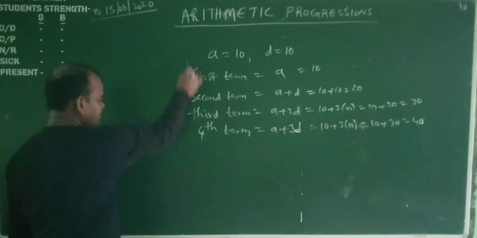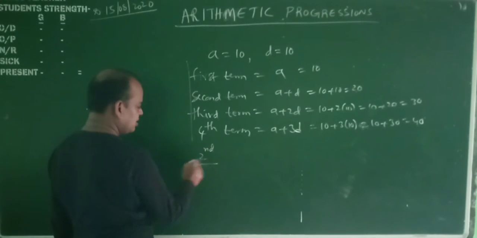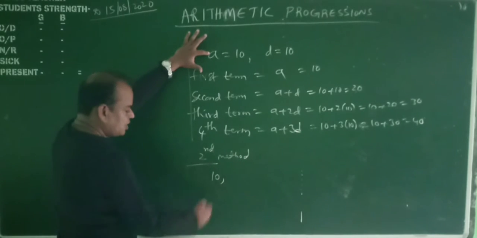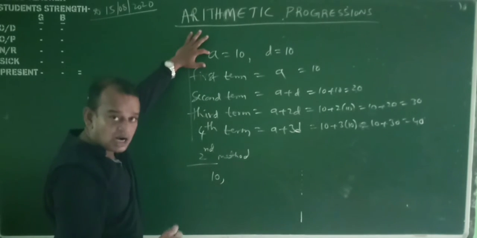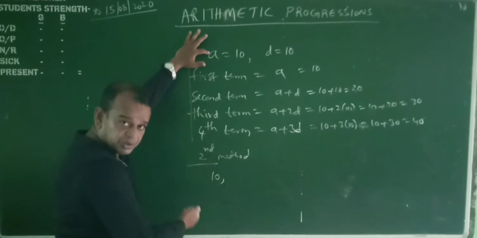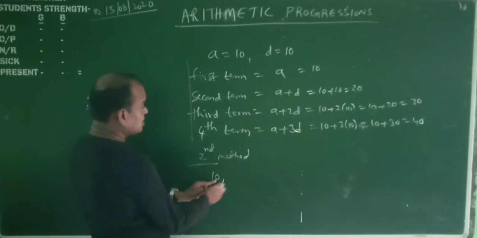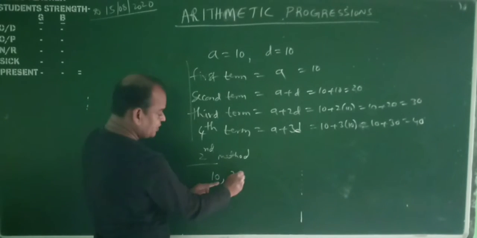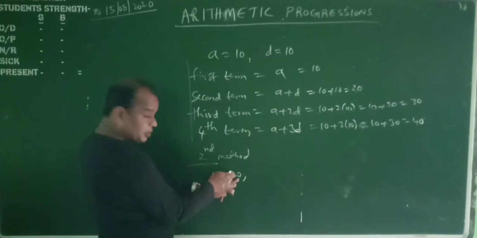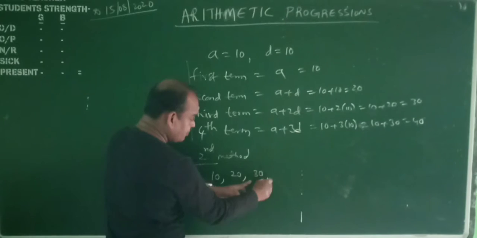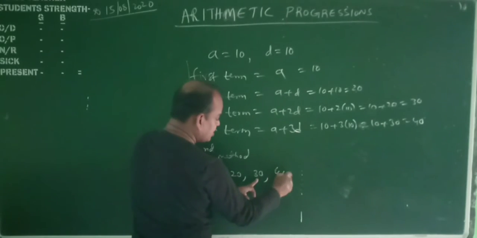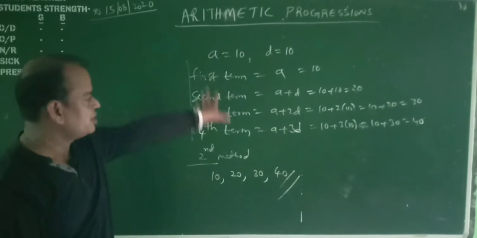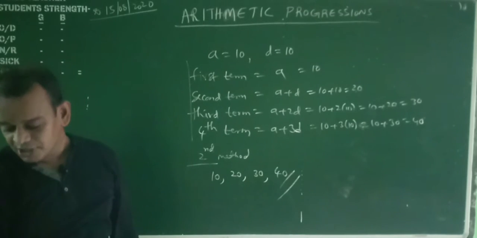This is one method. The second method I already explained yesterday. First you write the first term, 10. After that you add the common difference to the preceding term. Here 10 is there. What is the common difference? 10. You add 10 to this 10, that means 20. Again you add 10 to the preceding term, 20 plus 10 is 30. Again 10 means 40. This way we find the first 4 terms of the series.